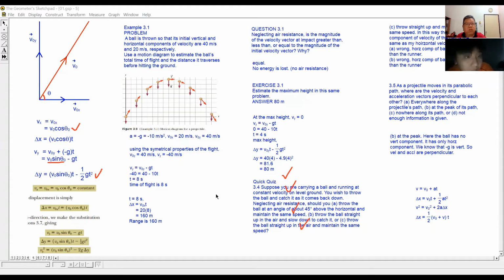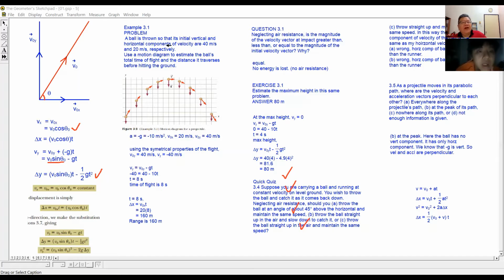Example 3.1. A ball is thrown so that its initial vertical and horizontal components of velocities are 40 meters per second and 20 meters per second respectively. Use the motion diagram to estimate the ball's total time of flight and the distance it travels.